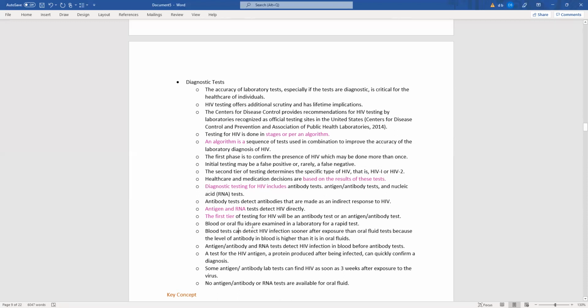Blood or oral fluids are going to be examined in the lab for a rapid test. Blood tests can detect HIV infection sooner after exposure than oral fluid tests because the level of antibodies in the blood is higher than it is in oral fluids. An antigen, antibody, and RNA test detects HIV infections in blood before antibody tests. A test for the HIV antigen, a protein produced after being infected, can quickly confirm a diagnosis.